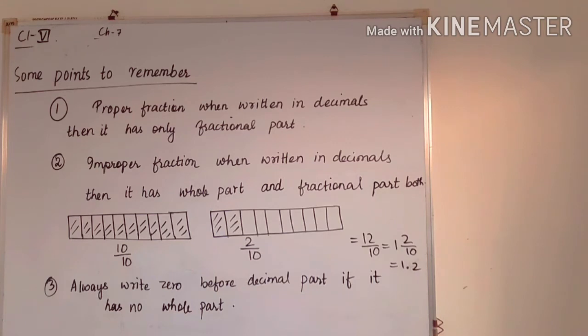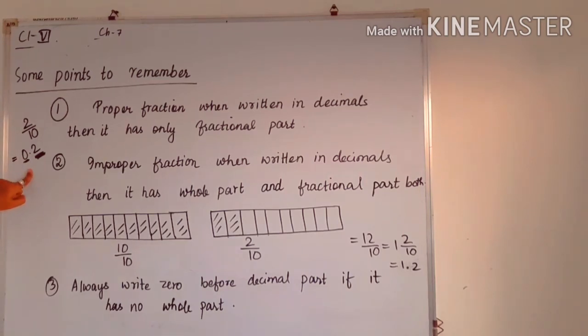So see, what is this? A proper fraction, when written in decimal, has only a fractional part and no whole part. Suppose, as I already gave you the example, 2 by 10. 2 by 10 is a proper fraction. If it is written in decimal, you have to write 0.2. So this is the fractional part, which is also called the decimal part. The fractional part, or decimal part, should be there, but there will be no whole part in the case of a proper fraction when you represent it as a decimal number.